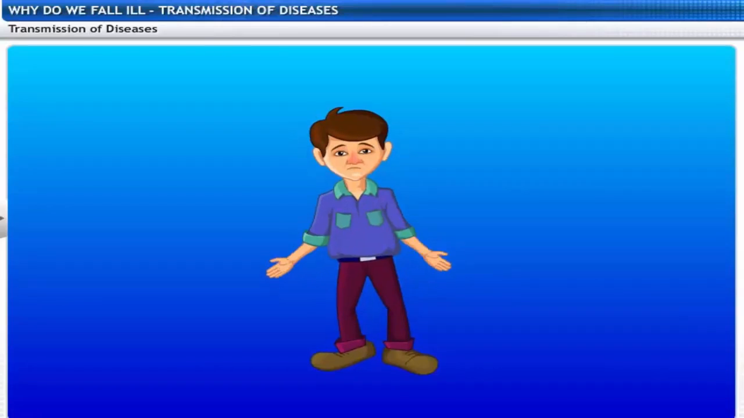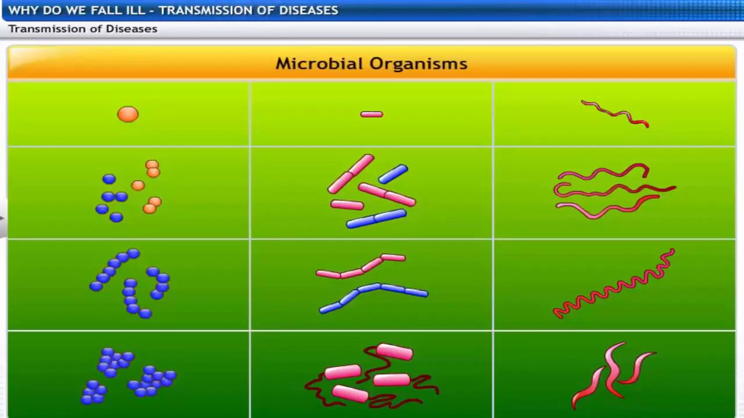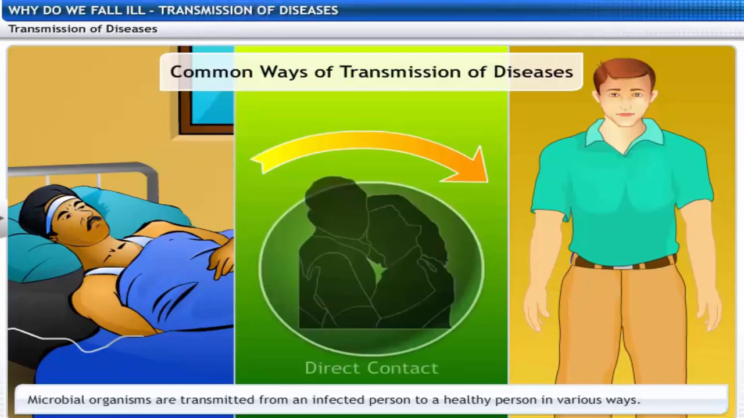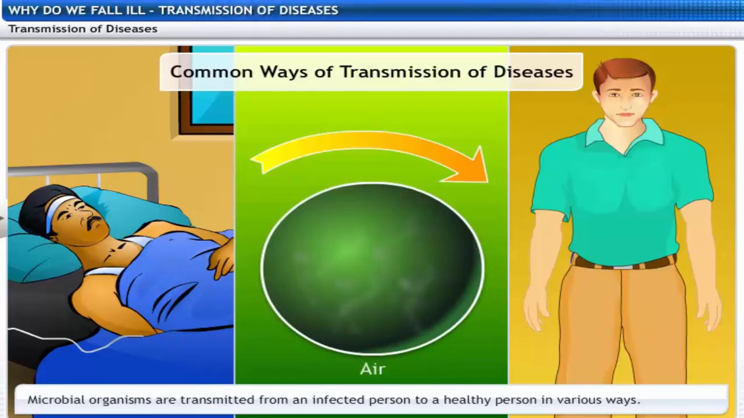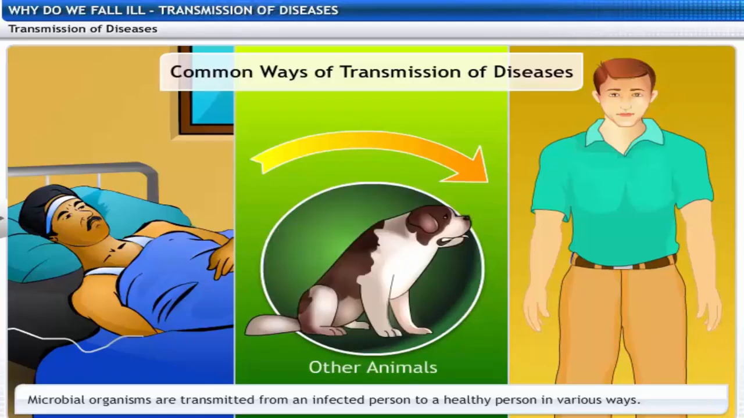Mom, how exactly do infectious diseases spread? Diseases spread through microbial organisms. Microbial organisms are transmitted from an infected person to a healthy person through direct contact: air, water, food, mosquitoes, and other animals.